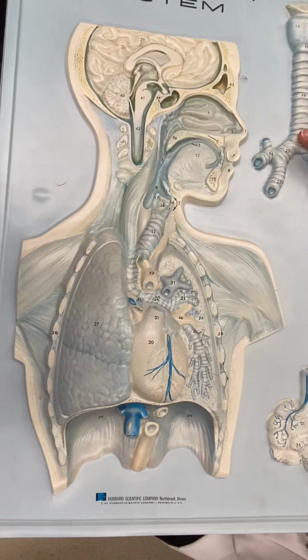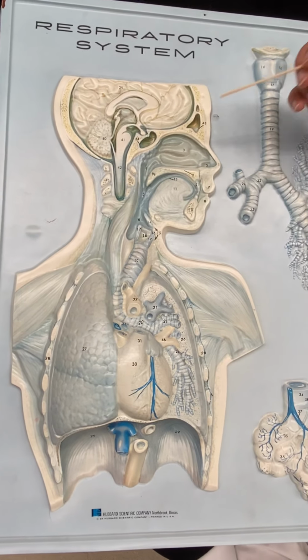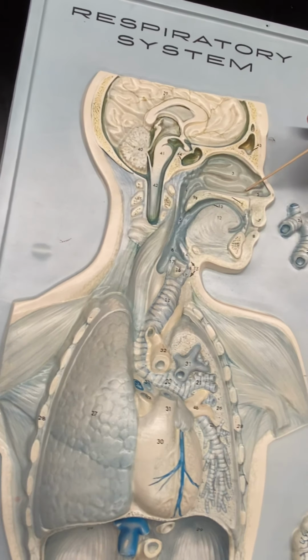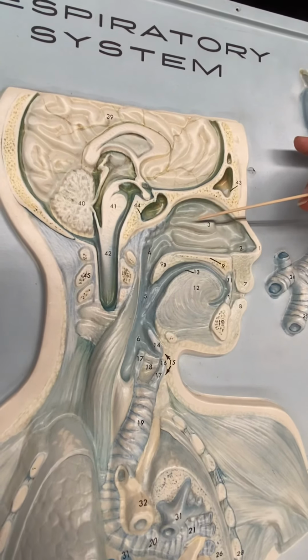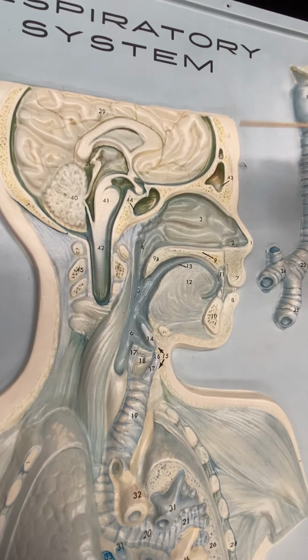Guys, today we're going to take a look at our respiratory system anatomy. So we're starting by looking at the nasal cavity, which is right here. Within the nasal cavity, we have three conchae: the superior concha, middle concha, and inferior concha.